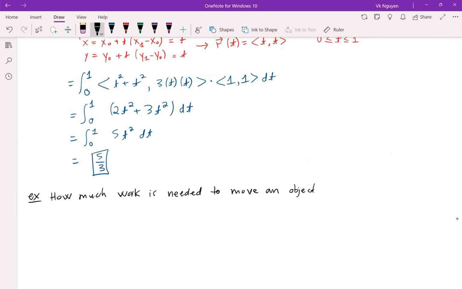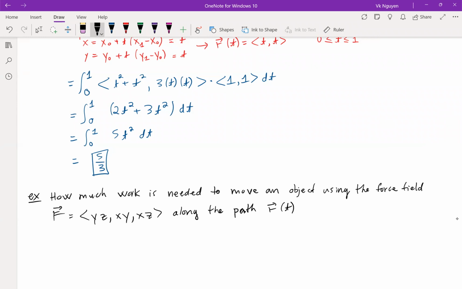Using the vector field, or the force field, F equal to (yz, xy, xz) along the path r(t) equal to (t, t squared, t to the fourth), for 0 less than or equal to t less than or equal to 1.